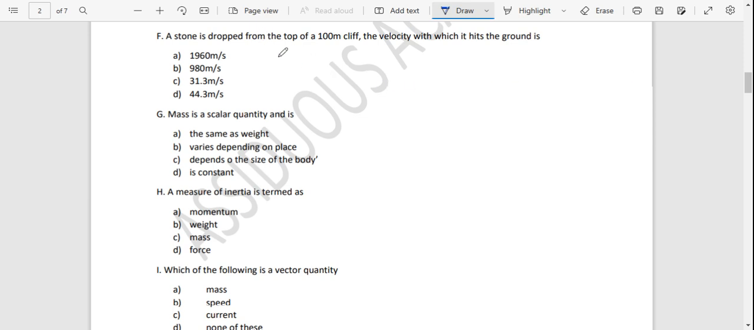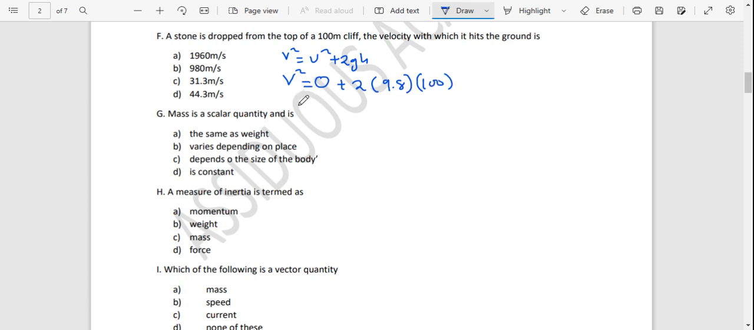A stone is dropped from the top of a 100-meter cliff. The velocity with which it hits the ground is, now it is from a 100 meters cliff. How can you find the velocity with which it hits the ground? So you know that v squared is equal to u squared plus 2gh. This will give us v squared. Since it is dropped, you didn't throw it, the initial velocity is 0. And then plus 2, it is dropping, g is positive 9.8. It is coming from a height of 100 meters.